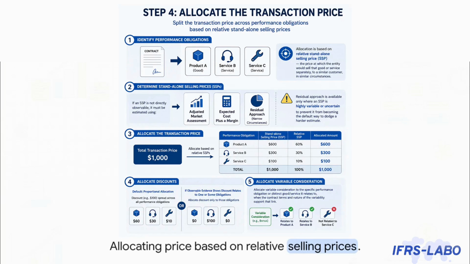So once we have that total transaction price figured out, step 4 tells us how to allocate it. And the standard is entirely unforgiving of shortcuts here. You have to split the total price across the performance obligations based on their relative standalone selling prices. If you don't have an observable price, you have to estimate it using market assessments or expected costs. There is a residual approach, basically backing into a price by subtracting everything else, but it is highly, highly restricted. You absolutely cannot just use it to dodge a difficult estimate.